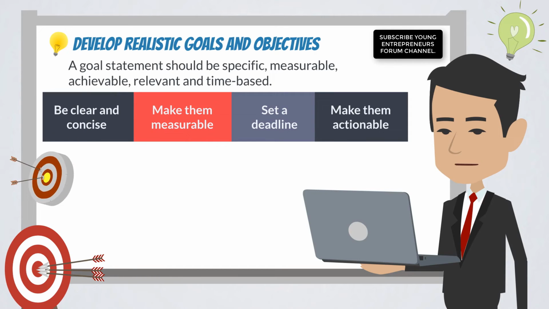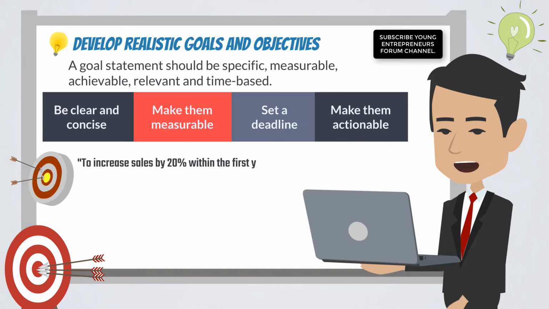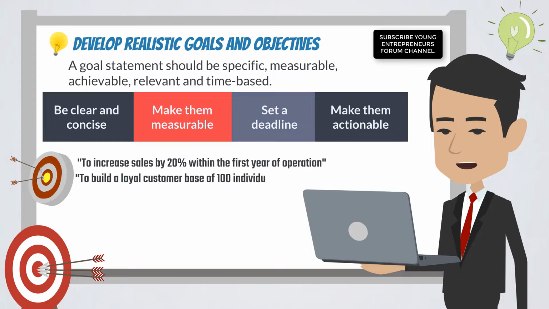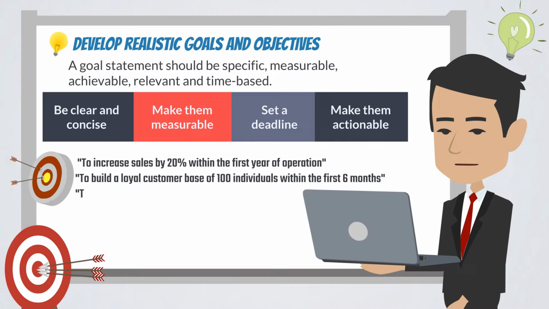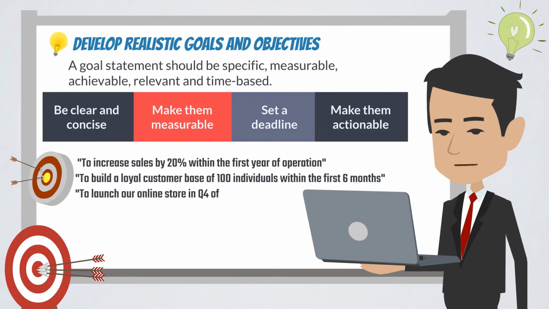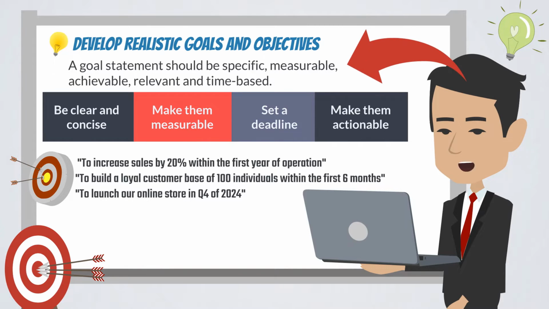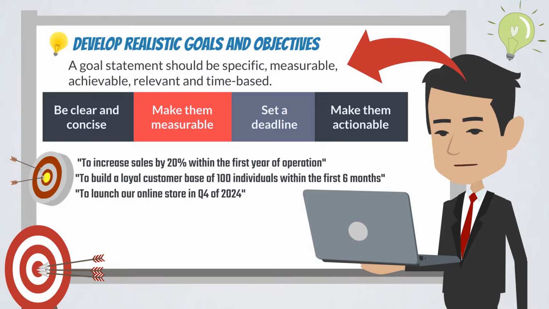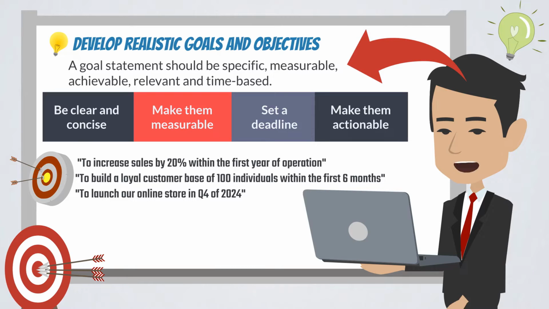Here are some examples of goal statements. To increase sales by 20% within the first year of operation. To build a loyal customer base of 100 individuals within the first 6 months. To launch our online store in Q4 of 2024. Whatever your goals may be, make sure they are specific, measurable, achievable, relevant, and time-based so that you can stay on track as you grow your business.